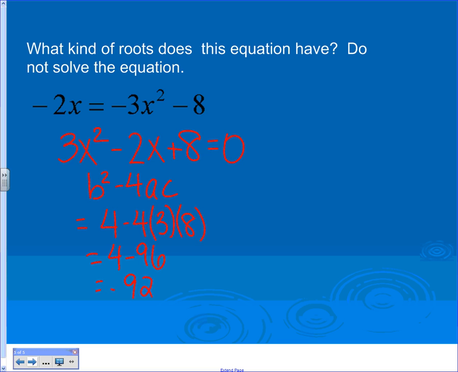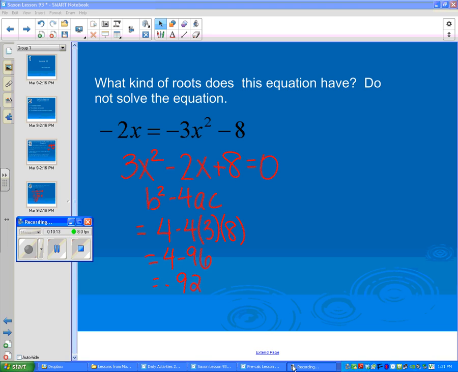Y'all see how that works? Any questions here? Negative 92. Negative 92 is negative. Any other questions? Okay. All right. Your test, yes.